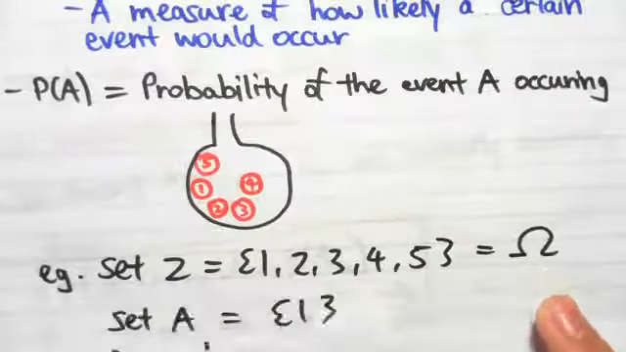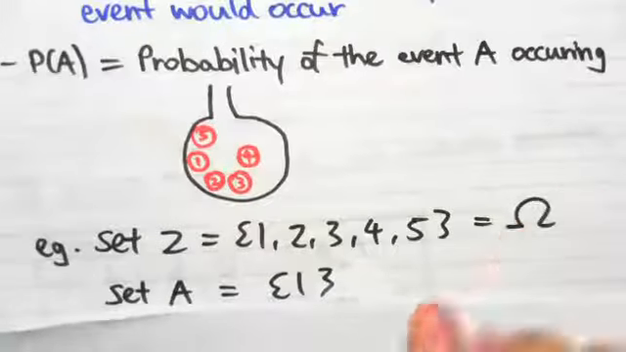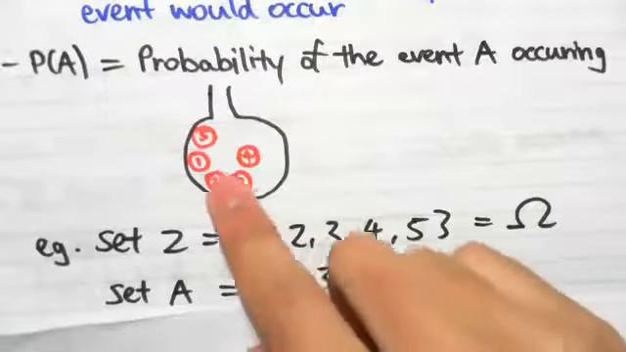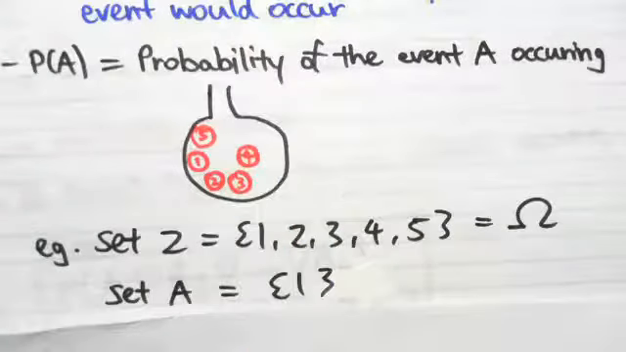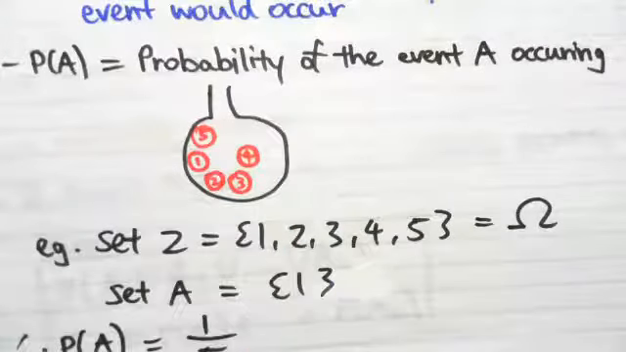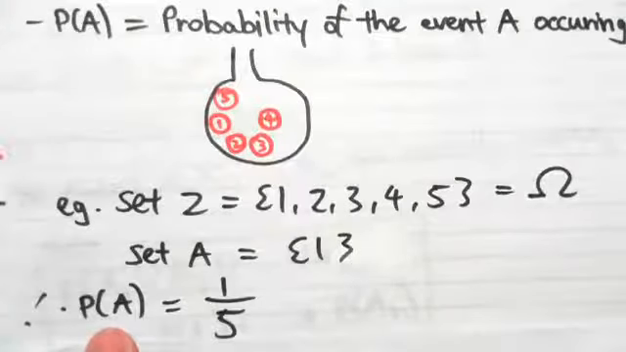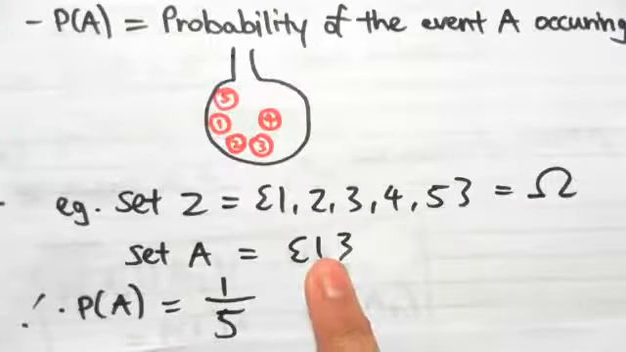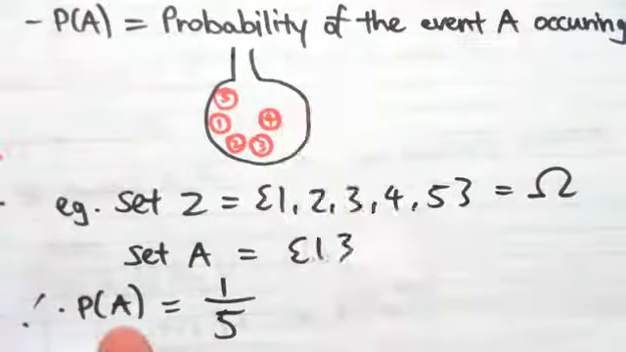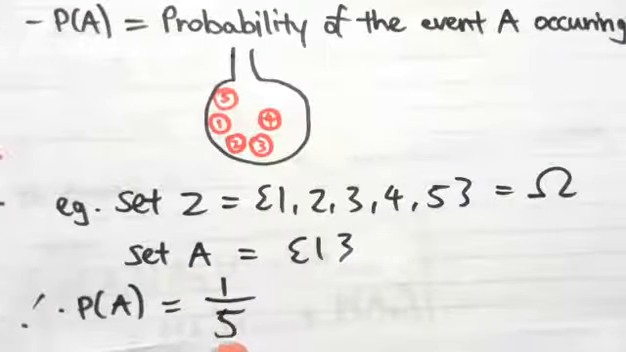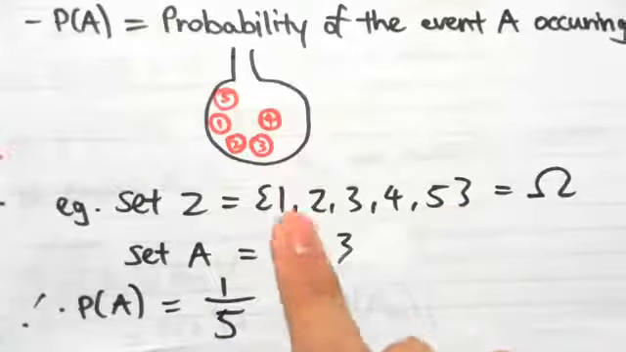Set A is equal to {1} because you're interested in finding the probability of getting a 1 out of the bag. So the probability of A is equal to 1/5. Probability of A means the probability of getting a 1 out of the bag, or in other words, the probability of the event A occurring. And that's equal to 1/5, where the denominator is 5 because there are 5 total possibilities.